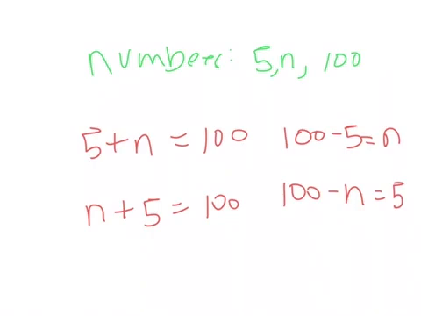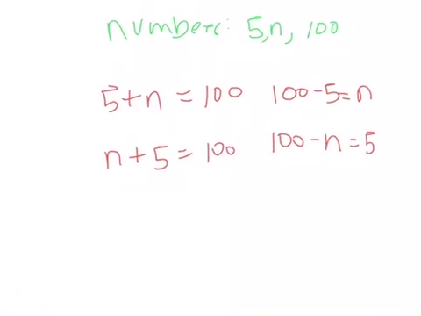Well, but we have an extra step. Now we have to figure out what n is. So now we have to pick out which equation best matches what we can use to figure out what we need to find. Well, let's see. Would 5 plus n? No, that's not that useful. n plus 5? No. 100 minus 5? Yeah, I think that would work. So now we're going to do this equation.